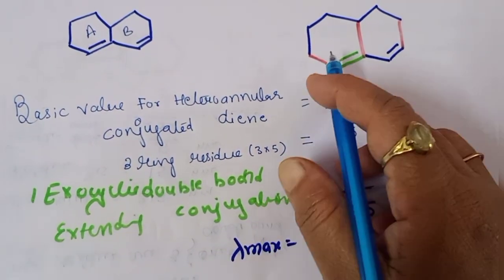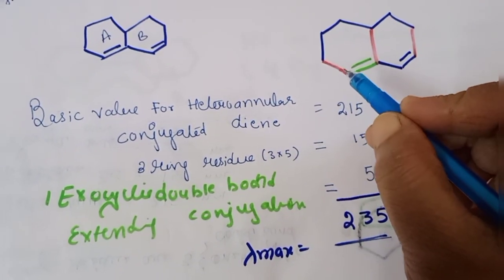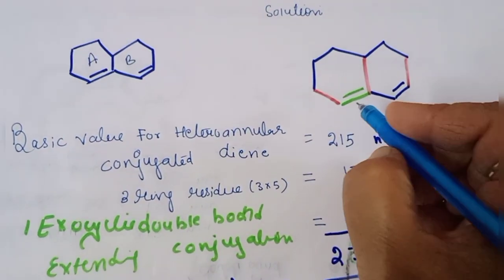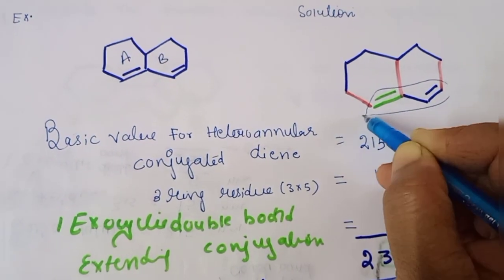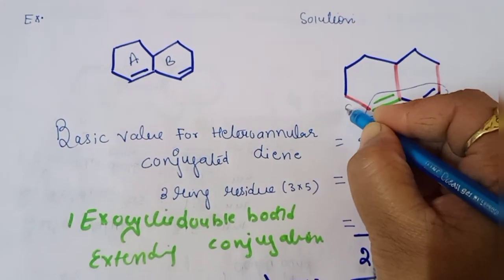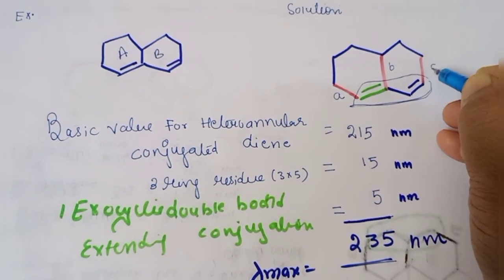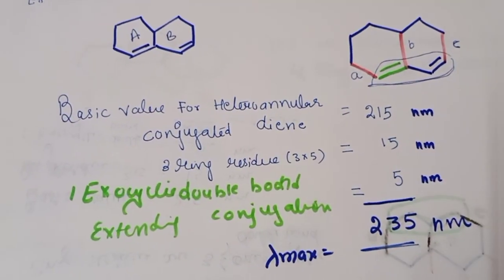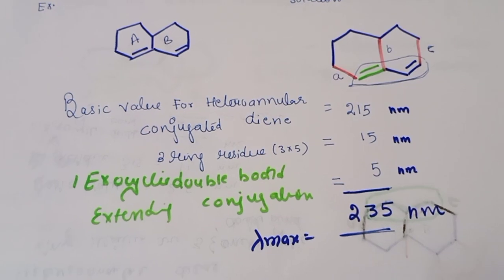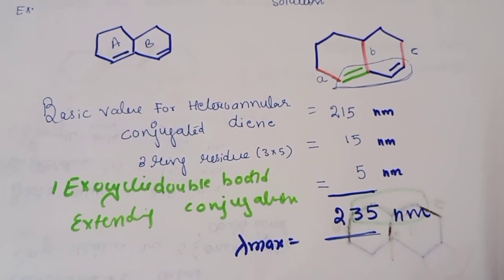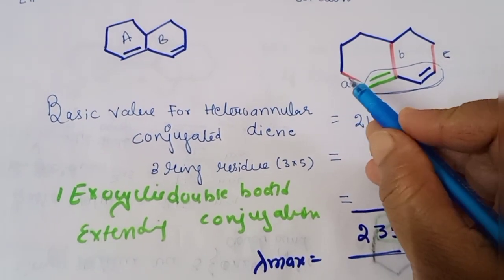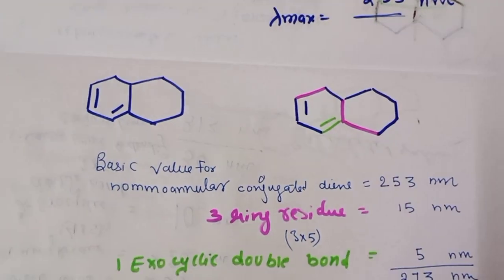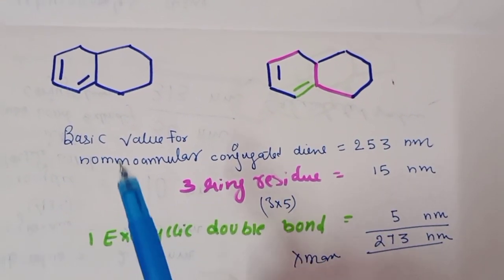And how will we calculate the ring residue? Just as I had shown in the previous one, same. So what is the basic value here? 215. And which is the basic system here? 1,3-butadiene. Again same. How many parts are directly attached? 1, A ring residue, second, B this ring residue, and C this ring residue. So plus 5 plus 5 plus 5, so 15. So again the total value will be 235. So don't get confused in the ring residue: the bonds directly attached with your main basic system are the ring residue.